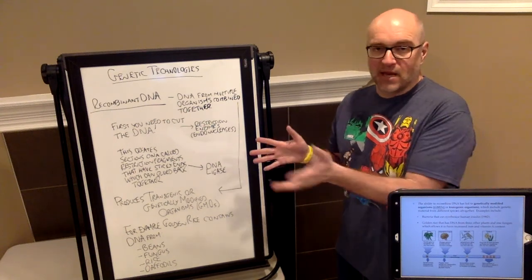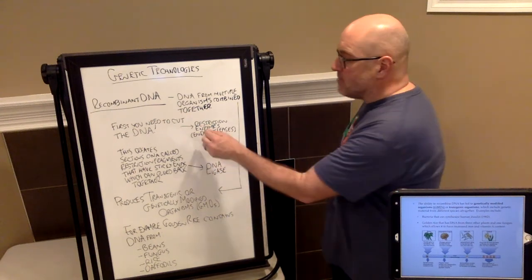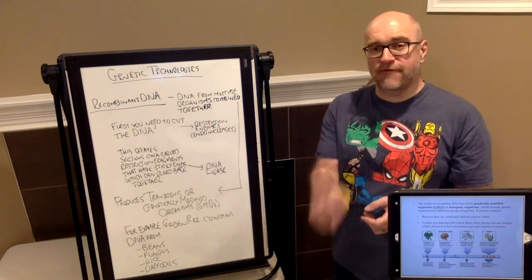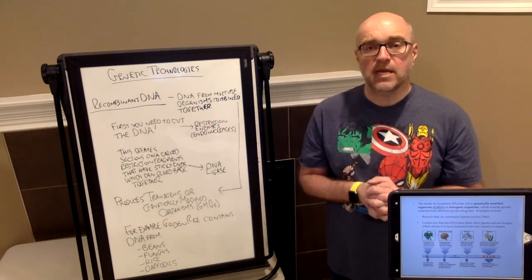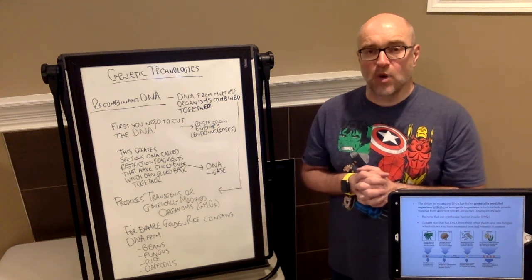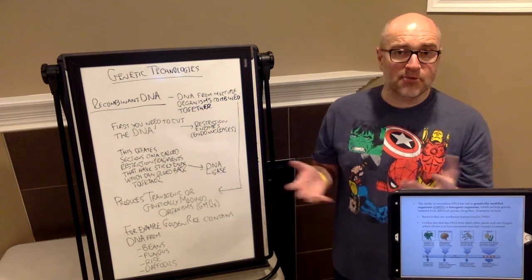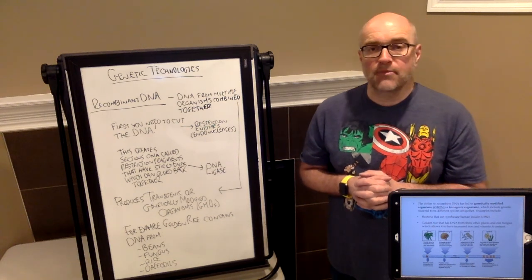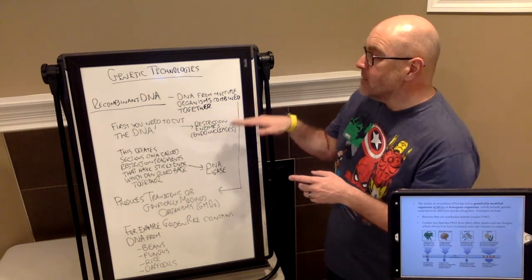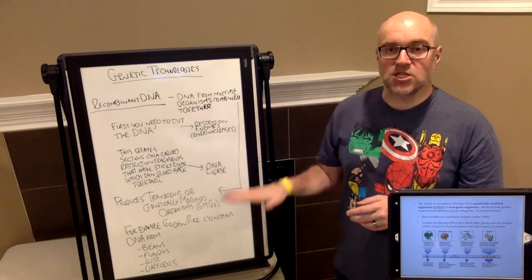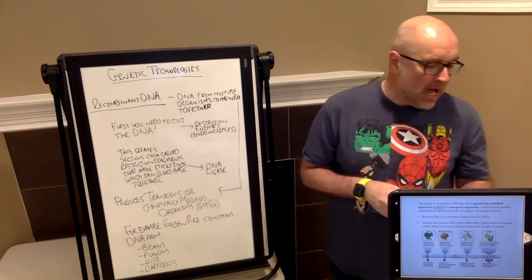So that would be an example of a case where we've split DNA apart, found specific genes that we want, and then combined them together into one section of DNA that becomes our recombinant DNA, which will then lead to the formation of our GMO.